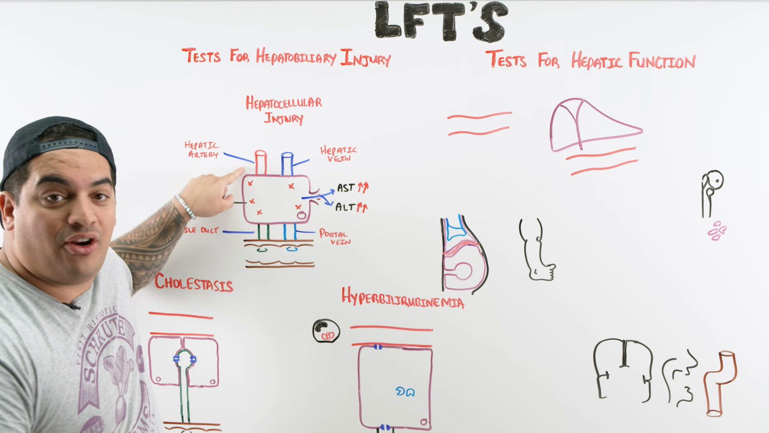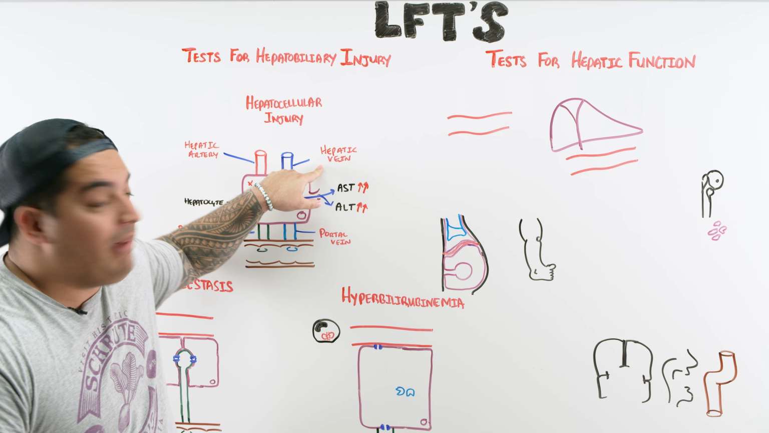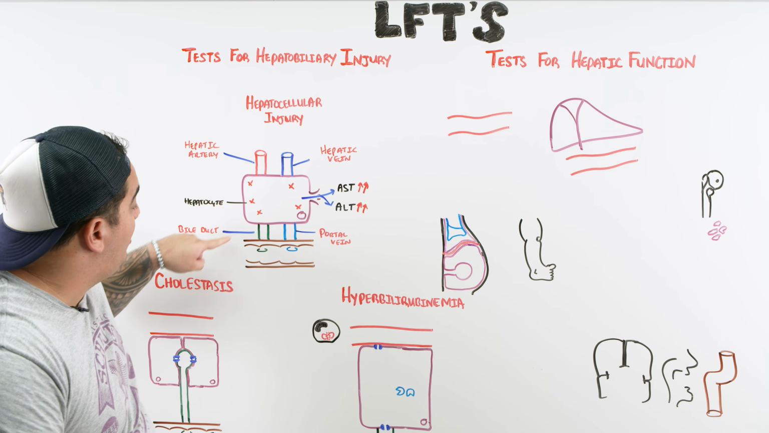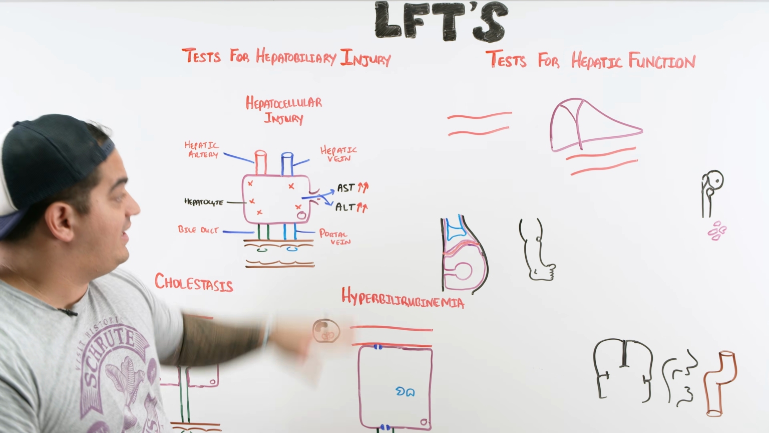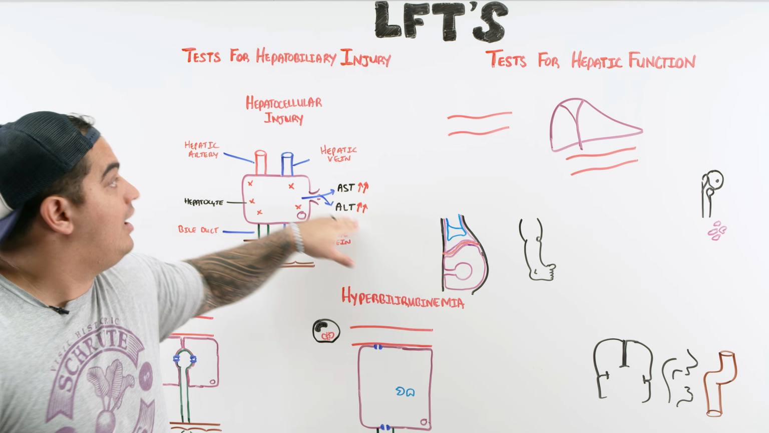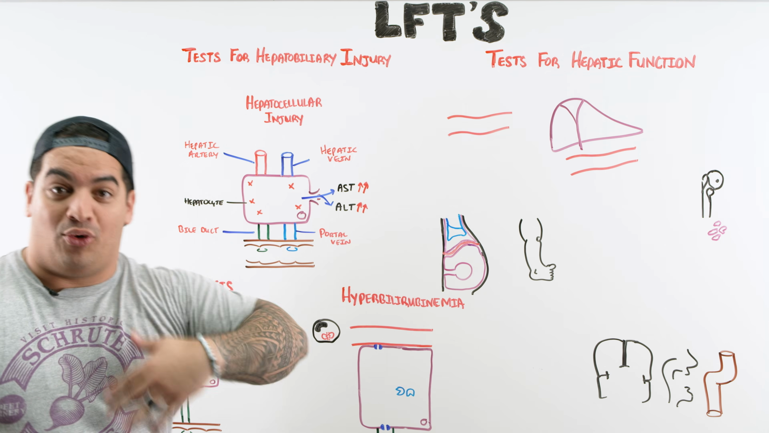It could be from hepatic artery damage. It could be from hepatic vein damage, or it can be from biliary duct obstruction. And we'll talk about those in more detail. But if I see a massively elevated AST, ALT, I'm thinking hepatocellular injury, and we'll go through the differentials in the next topic.